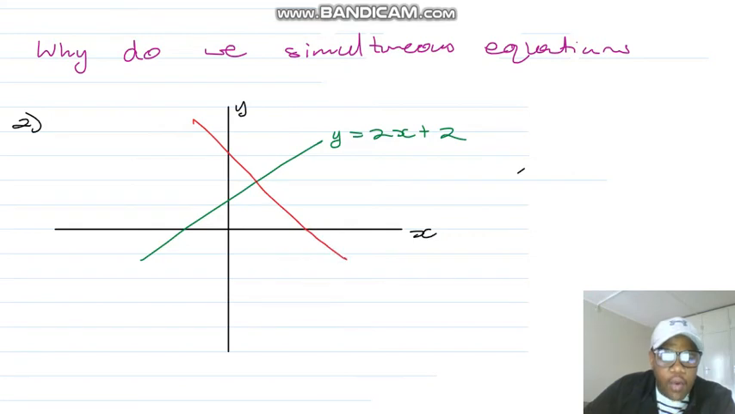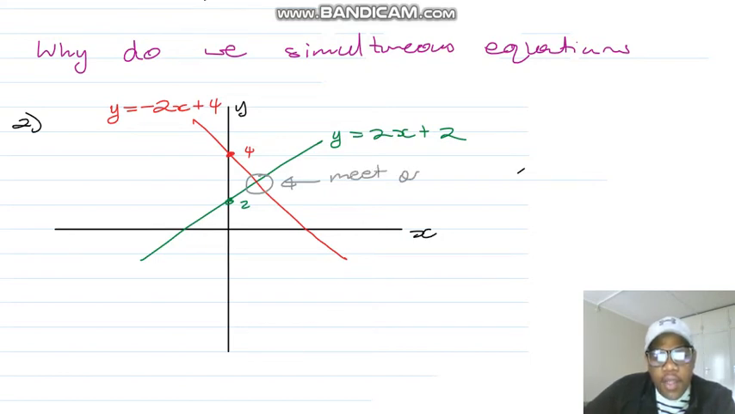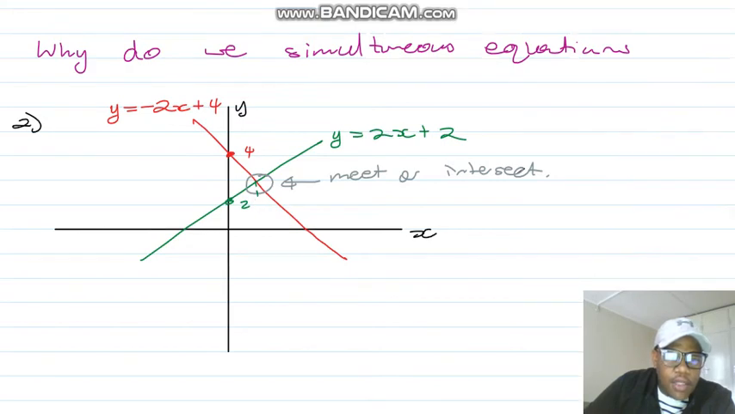Maybe we have another equation here, which is y is equal to 2x plus 4. So that's at 4, that's at 2. And you can clearly see that these functions meet here, or you can say that they intersect. Basically, you are interested in at what point these functions intersect. What is this particular point at which these functions intersect?